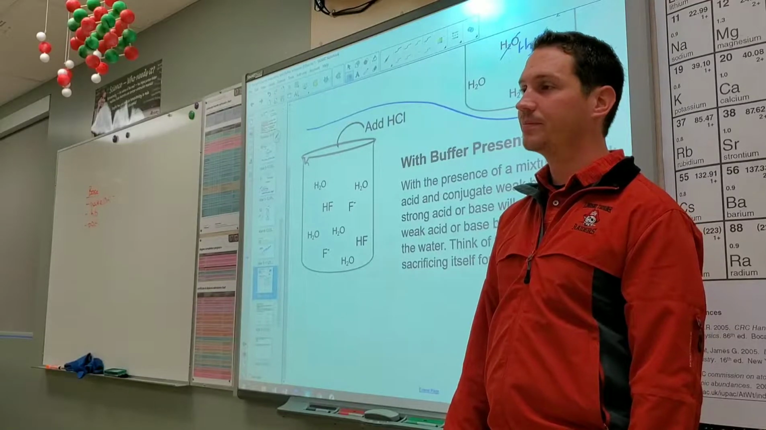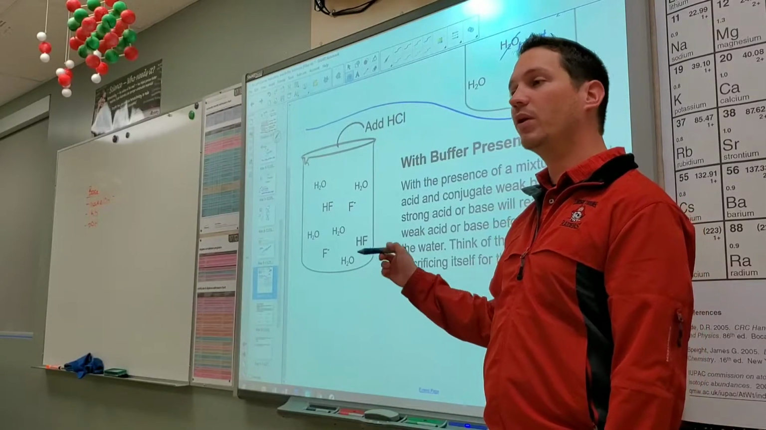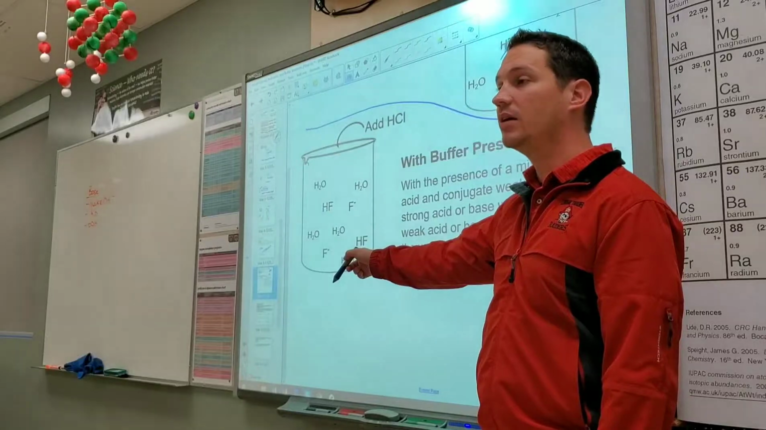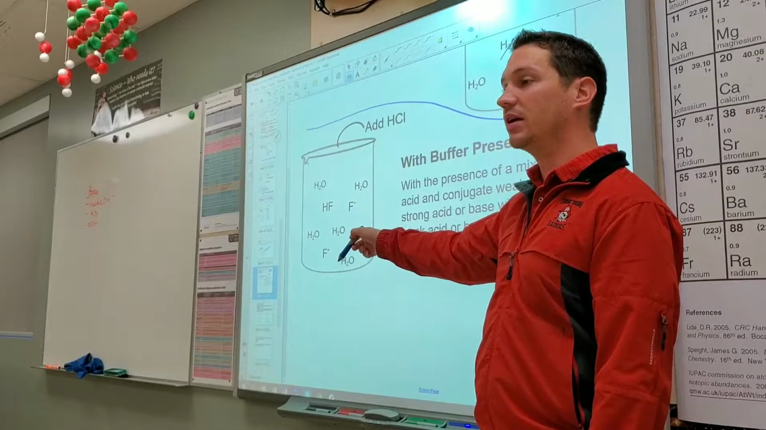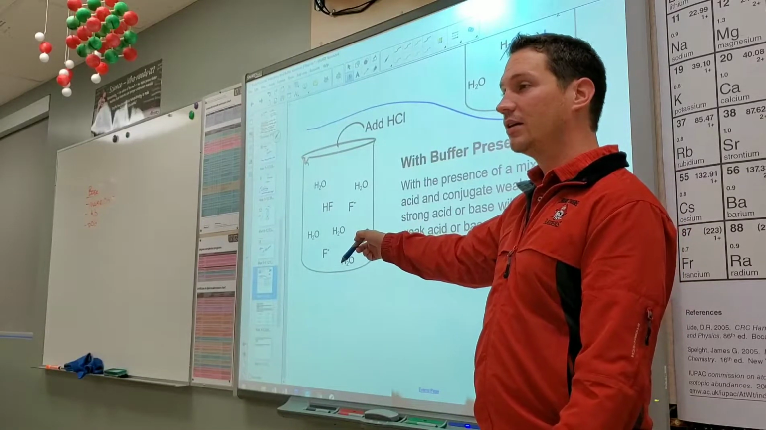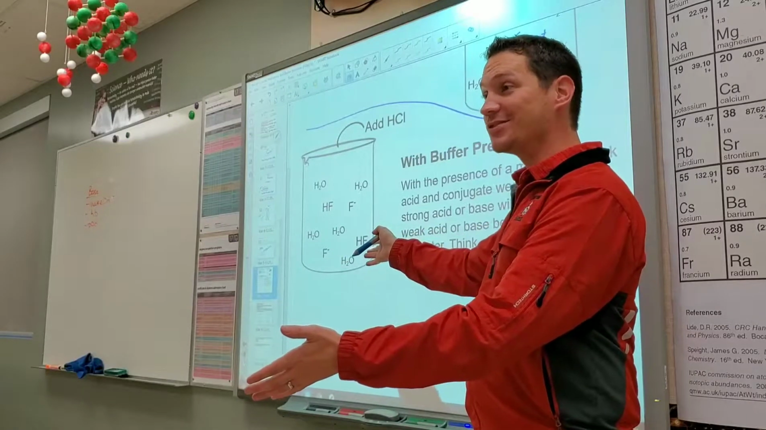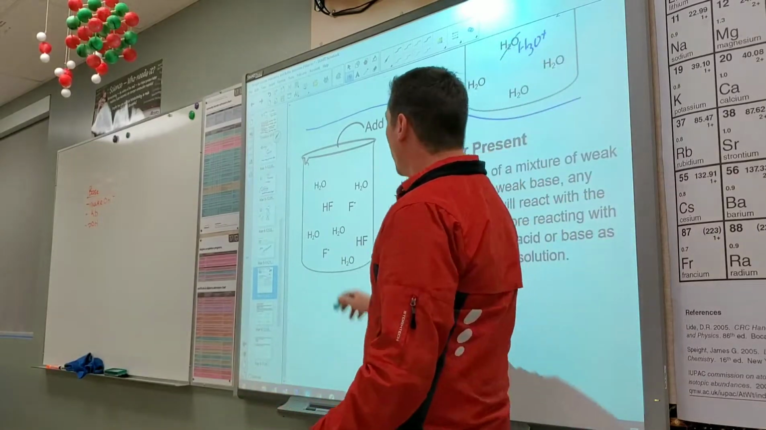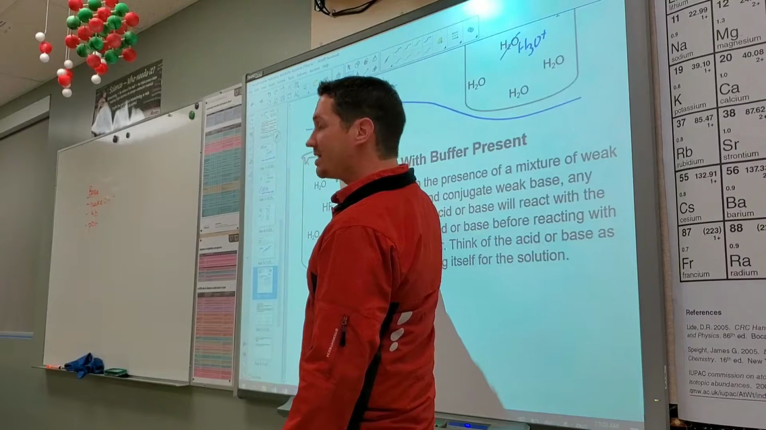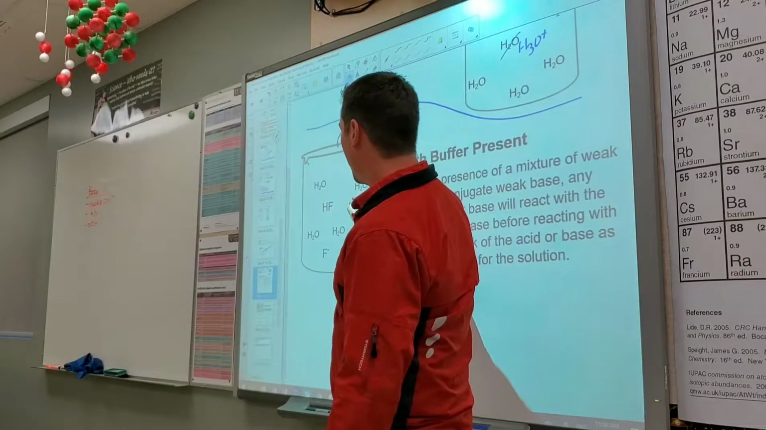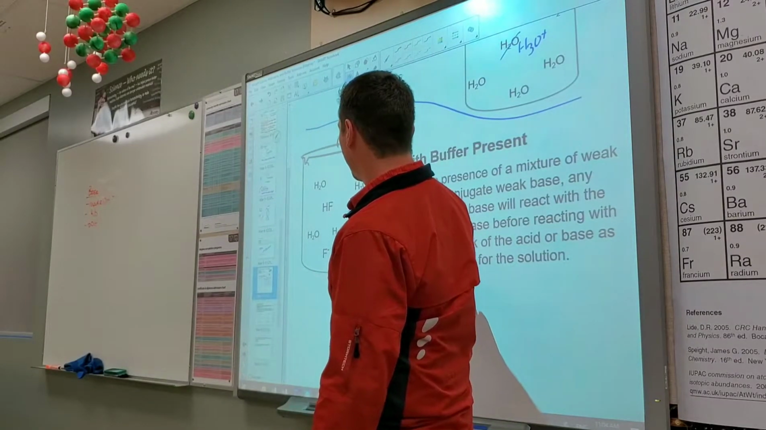It's going to react with whatever the strongest base is in here, right? What's the strongest base in here, Alicia? The conjugate base, right? Yeah. So the HCl is going to react with the F- to turn it into HF.